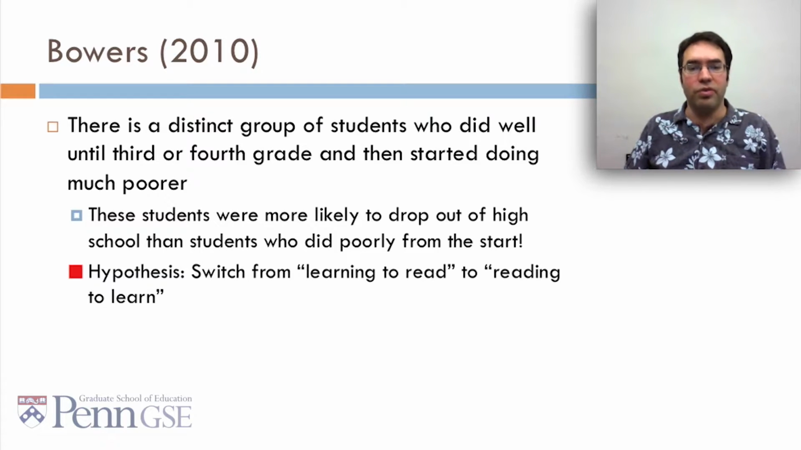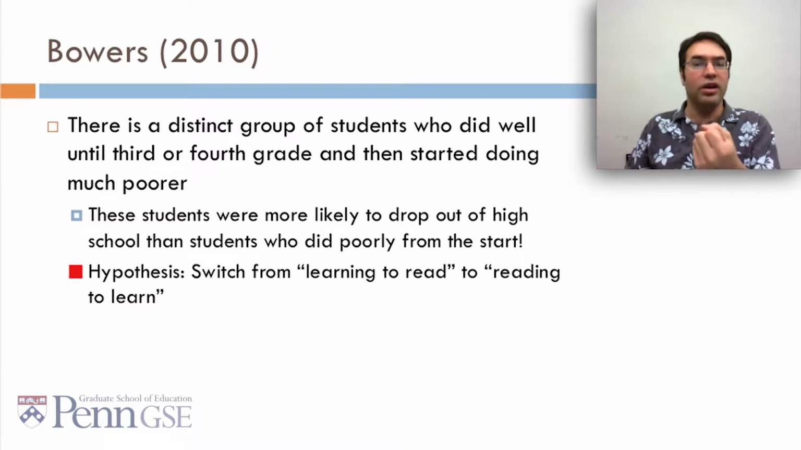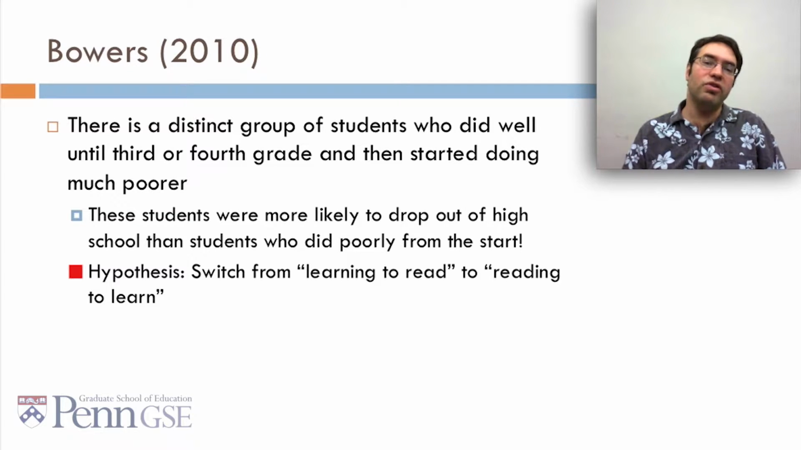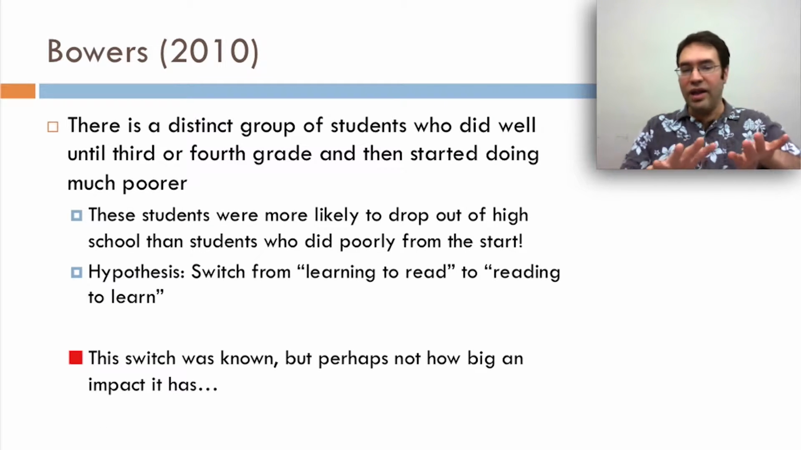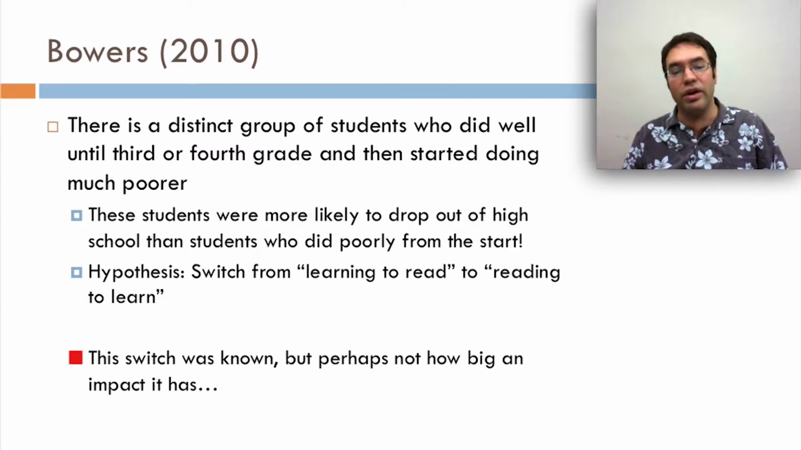And his hypothesis was, in 3rd grade, what happens is there's this switch from learning to read to reading to learn. And the students who don't make that transition very successfully are the students who are likely to do poorer all the way through. And this switch from learning to read to reading to learn was already known, but perhaps we didn't quite know how big an impact it actually has.